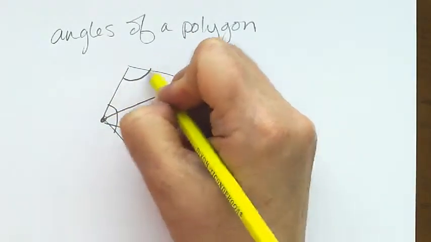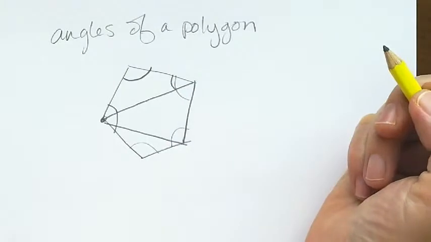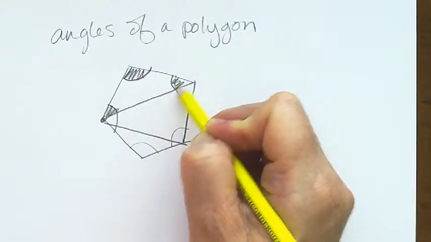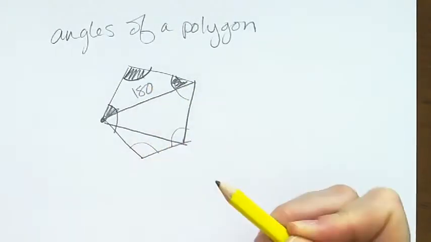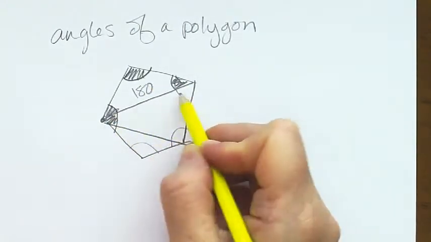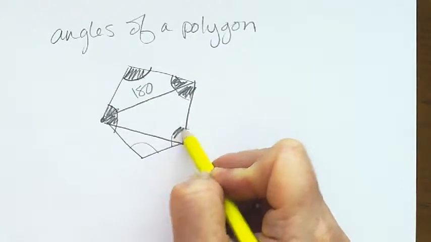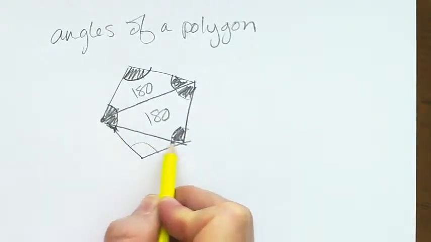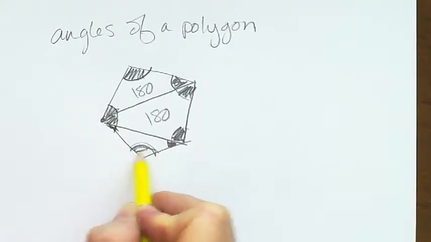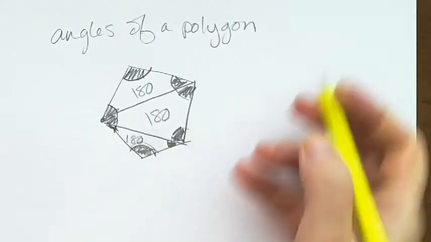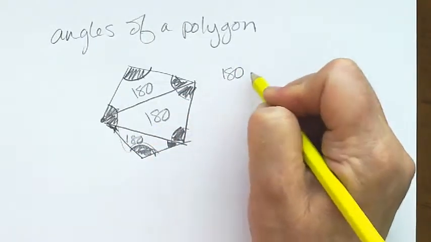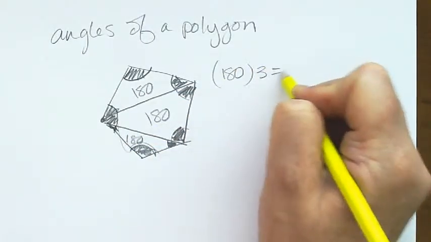these three angles, any three angles in a triangle, add up to 180. So these three angles add up to 180. These three angles add up to 180. And these three angles add up to 180. So then the sum of the angles in a pentagon would be 180 times 3.